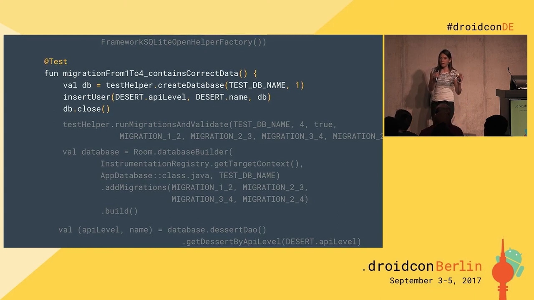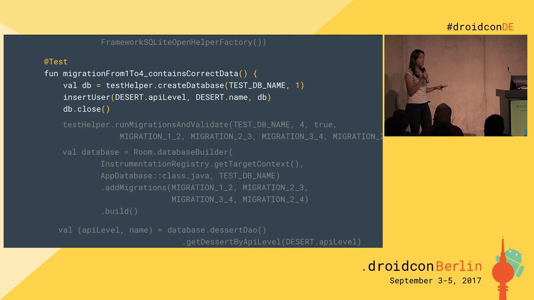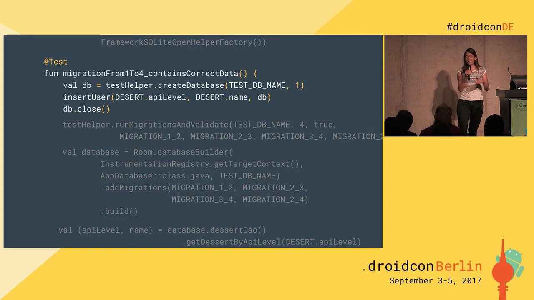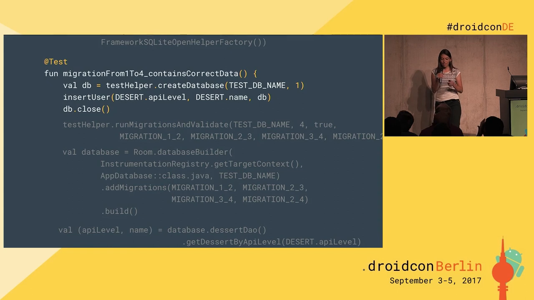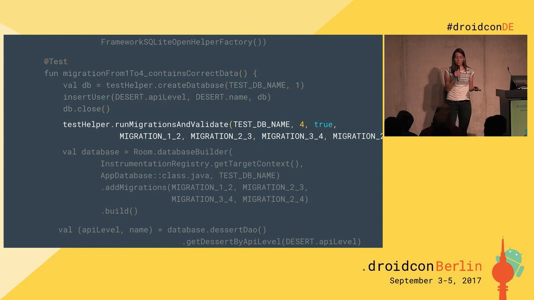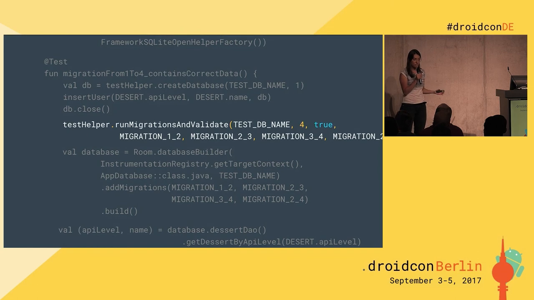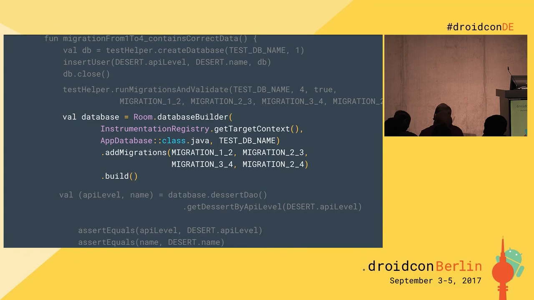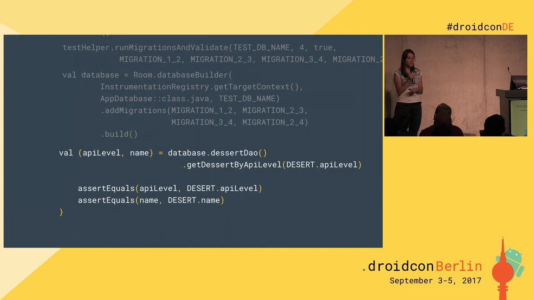Let's say that we want to check if the migration from version 1 to version 4 really contains the correct data. In this case, we would create our database in version 1. We would insert a user, insert a dessert, and then run those migrations and validate them. What Room is doing here is just checking the database schema integrity, that things look as expected. But Room doesn't check the validity of the data in the table. This is something that you will need to do. You will need to get a reference to the database, query it, and check that the data you inserted initially is there, and maybe some other columns that you added are there correctly.